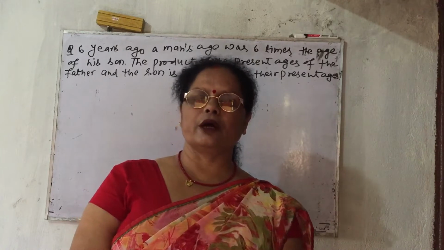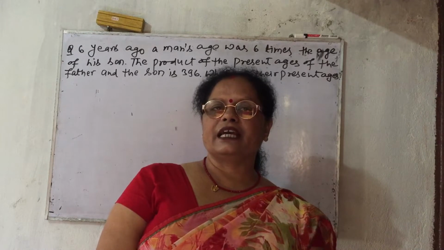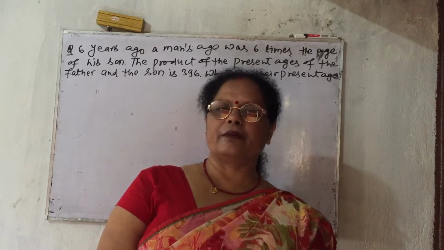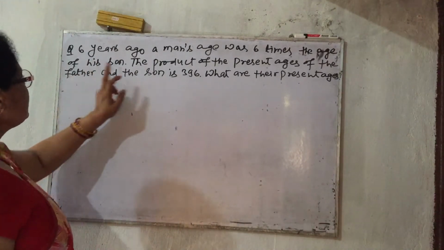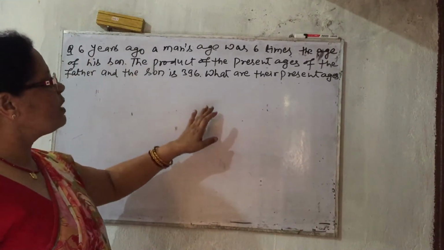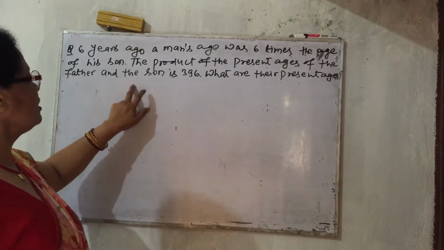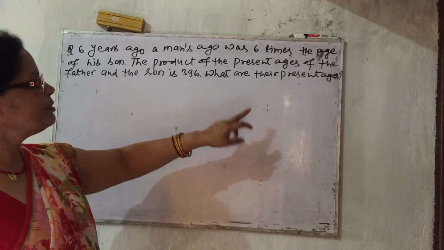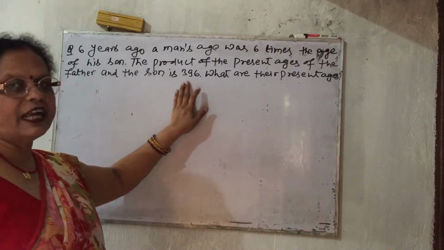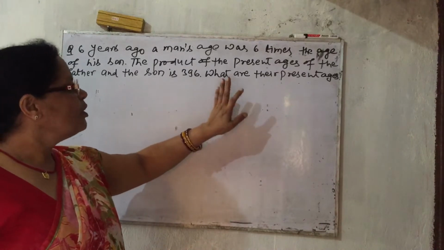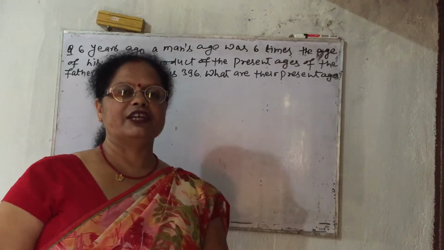Today I have taken a problem from equations. That is a word problem I have taken. Let's see, the question is: 6 years ago a man's age was 6 times the age of his son. The product of the present ages of the father and the son is 396. Then what are their present ages? That is, we have to find out the present ages.